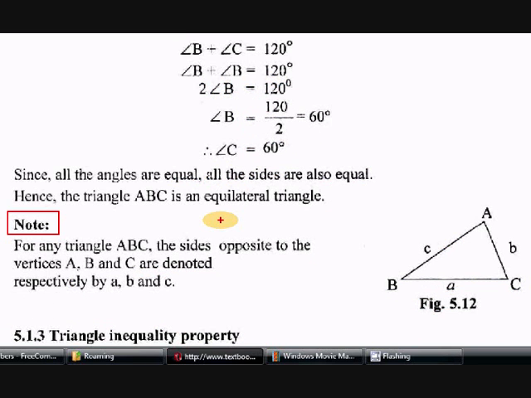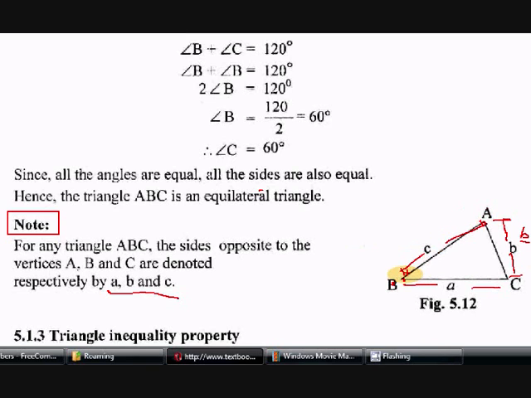You have to note one special note here. In any triangle ABC, the sides opposite to the vertices A, B, C are denoted by small a, b, c. Okay, this is the notation. If there is a triangle like this ABC, the length of this side opposite to this B is mentioned in small letter b. Opposite to A is mentioned as a. The side opposite to C is mentioned as c. This is the notation you should remember.